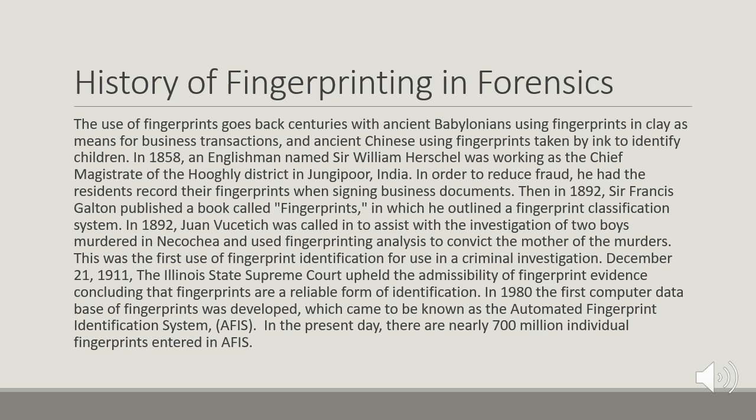On December 21, 1911, the Illinois State Supreme Court upheld the admissibility of fingerprint evidence, concluding that fingerprints are a reliable form of identification. In 1980, the first computer database of fingerprints was developed, which became known as the Automated Fingerprint Identification System. In the present day, there are nearly 700 million individual fingerprints entered in AFIS.